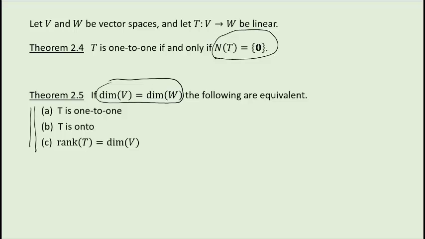And we would say that the rank of T is equal to the dimension of V. Well, if T is 1 to 1 and onto, then the null space only contains the 0 vector, which means that it is dimension 0, and the rank would be n minus 0, the dimension of V.